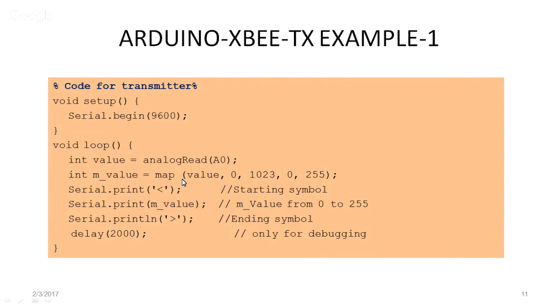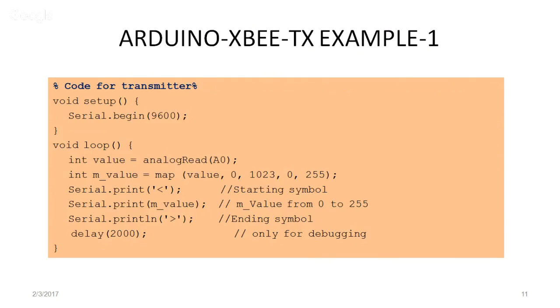What do you mean by the map command? This command is basically used for mapping the 10 bit to the 8 bit, because I have already told you that it is a 10 bit ADC. So we get the analog input in terms of 10 bits.